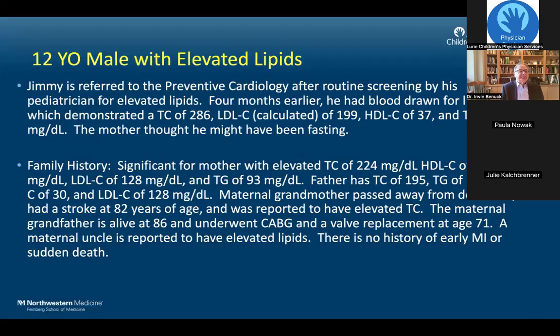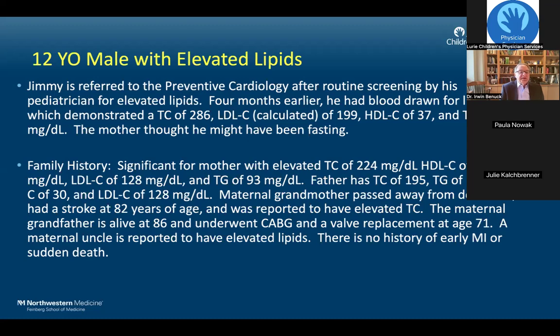Next slide. So this is a real case. Jimmy was referred to preventive cardiology after routine screening. Four months earlier, he had blood drawn for lipids with a total cholesterol of 286. That's high. Calculated LDL of 199. That's high. HDL is a little bit low at 37. His triglycerides were quite high at 282. The mother thought he might have been fasting. Probably wasn't.